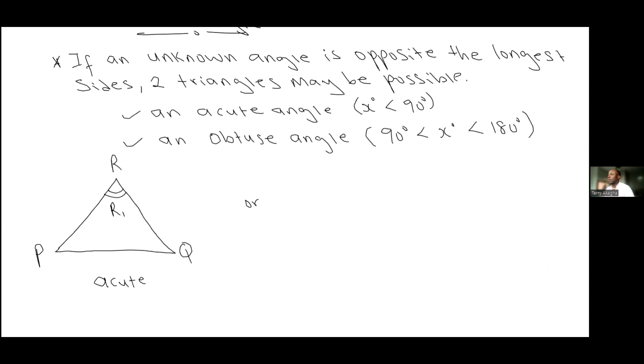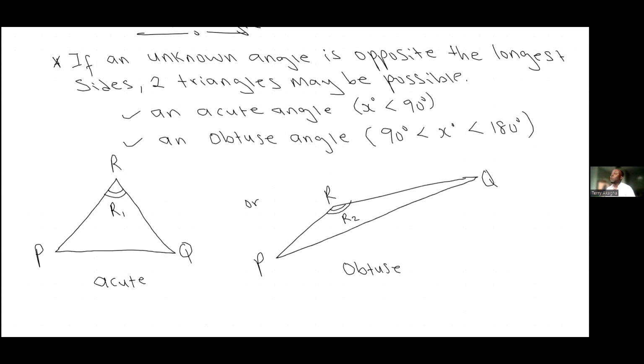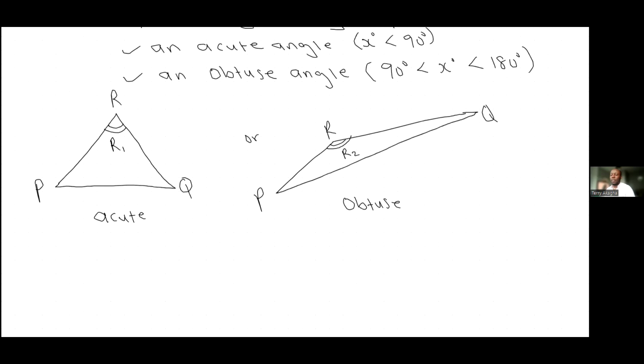It's also possible that you can have this angle, but it's going to look something like this. So this is angle what? R2. So it's still the same P, Q, and R, but this time R2 is what? Obtuse. So provided the unknown angle is facing the longest side, then you should have a rethink and say, oh, it is possible that this angle that I'm looking for could be an acute angle, or it could be what? An obtuse angle.